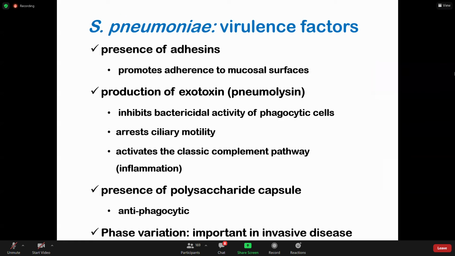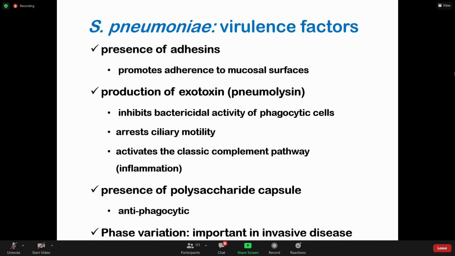Now, the virulence factors that are important in causing otitis media or sinusitis include the adhesins. Remember that before the infective process can start, the organism should be able to colonize the surface. So these adhesive molecules help to promote colonization. Then you have production of exotoxins, particularly pneumolysin, which inhibits bactericidal activity of phagocytic cells and contributes to loss of ciliary motility, particularly in the sinuses. It activates the classic complement pathway and it results in inflammation.